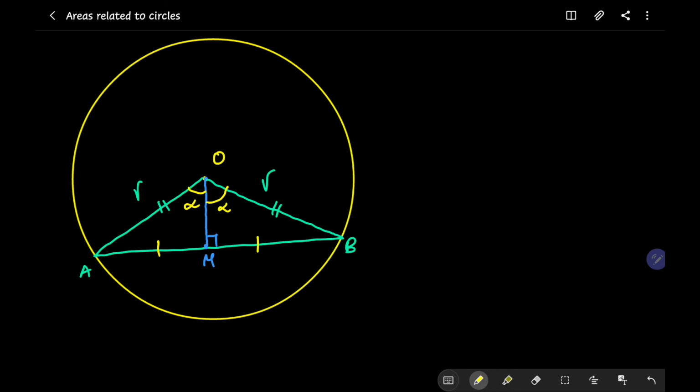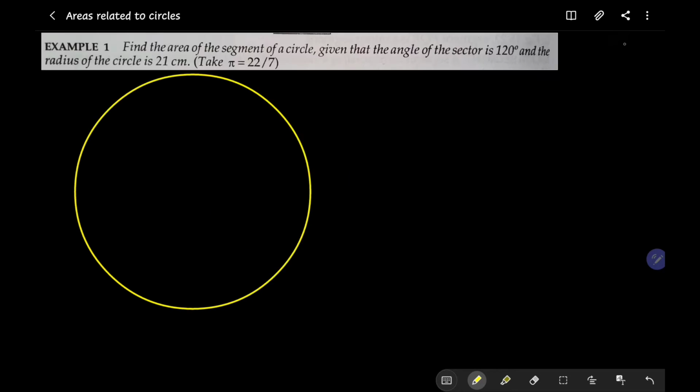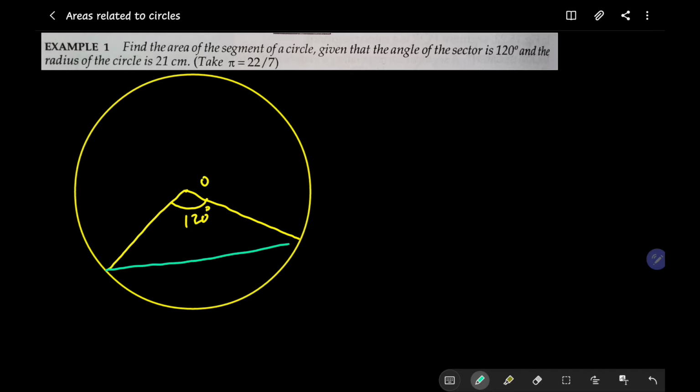Let's do a few problems on what we have discussed so far. In this first problem, the central angle and the radius are given and we need to find out the area of the segment. You can see the chord in green color joining A and B points. We have already learned that the perpendicular OM divides AB into two equal parts, AM and MB, and also the central angle is divided into two equal angles. Very importantly, to find out the area of the segment, first we need to subtract the area of the triangle from the area of the sector.